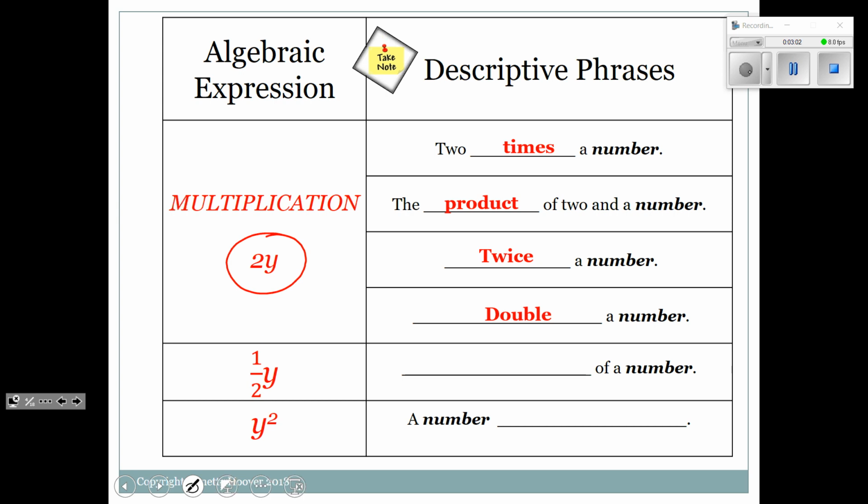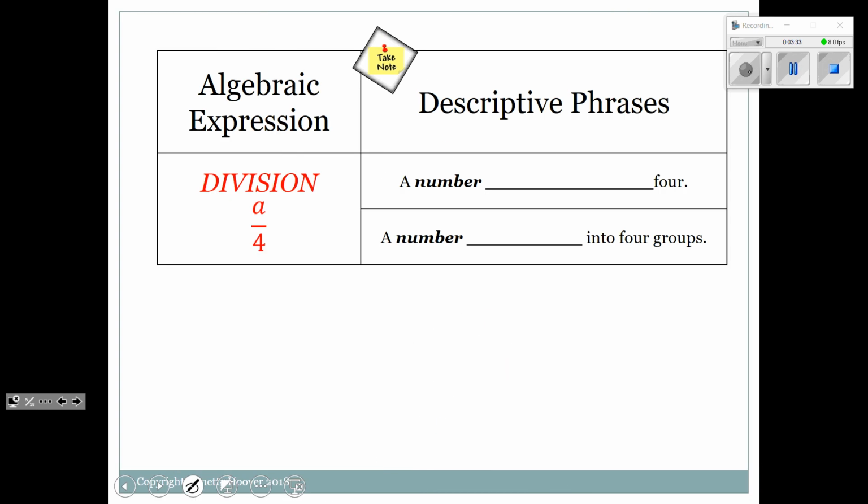Now we have this expression right here, 1/2 times y. So we could just read that 1/2 of a number. Remember, the preposition of means to multiply, so you're multiplying 1/2 times a number. Down here, the last, we have y squared, so it's just a number that we don't know, squared. So when you have a variable and you don't know what that number is, you just say a number.